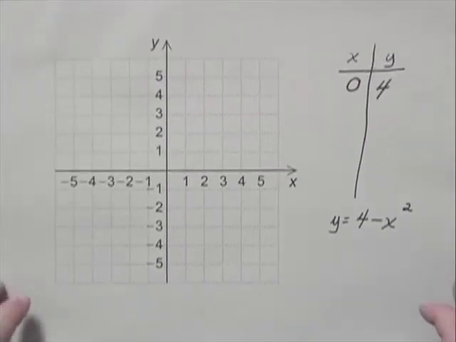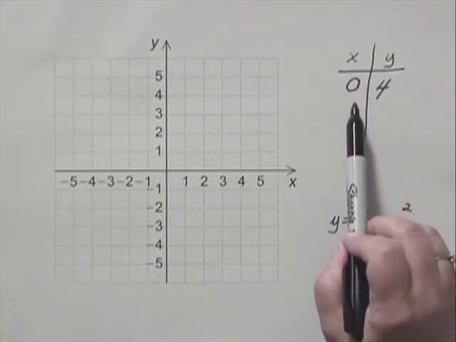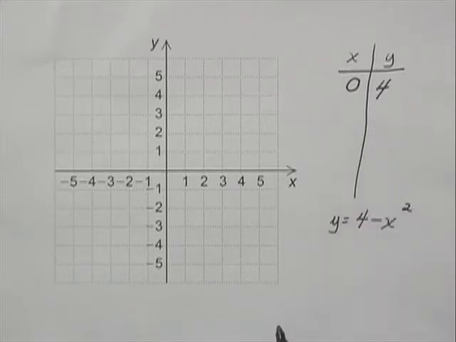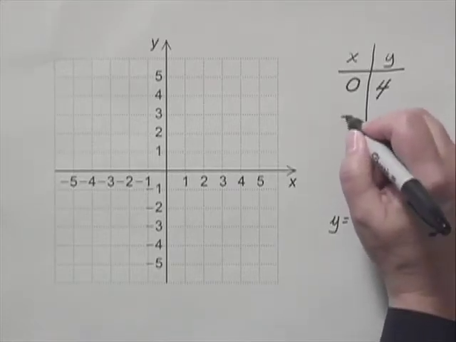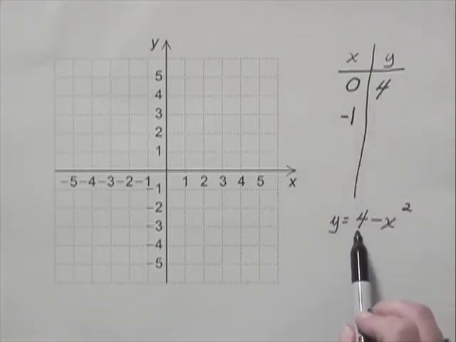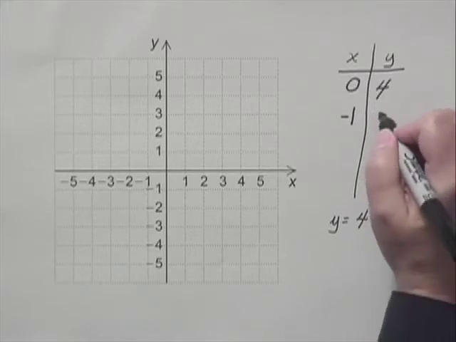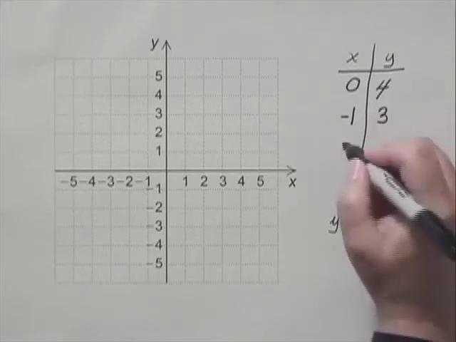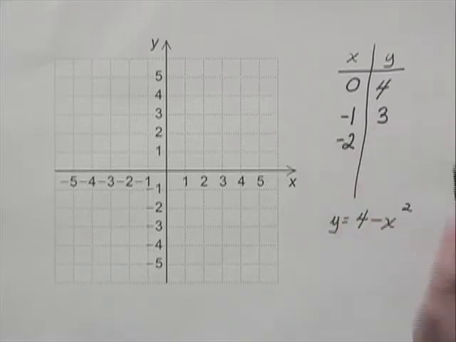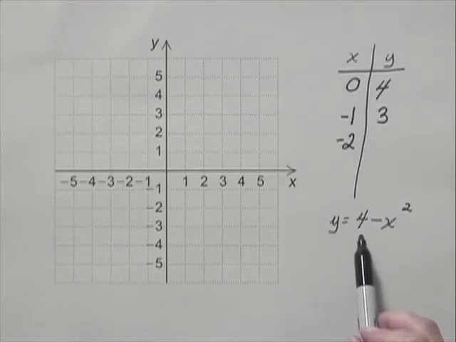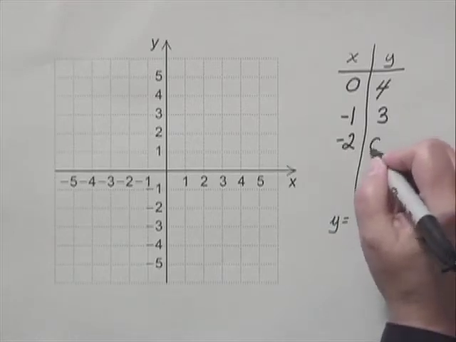And in order to find more, we'll choose some values for x and find the corresponding values for y. Let's let x be negative 1. Then y is 4 minus negative 1 squared, or 4 minus 1, which is 3. Let's let x be negative 2. Then y is 4 minus negative 2 squared, 4 minus 4, or 0.